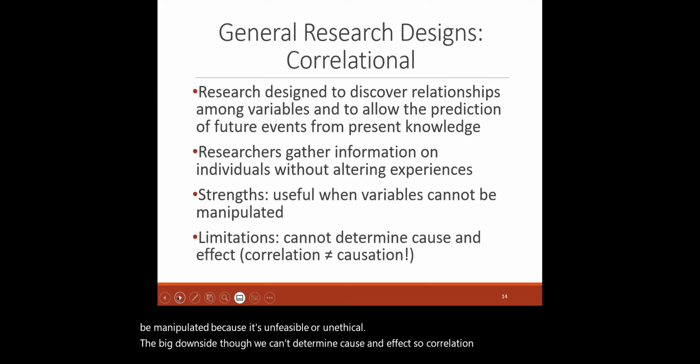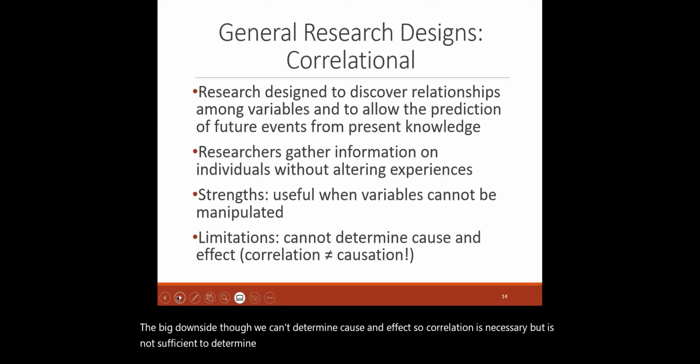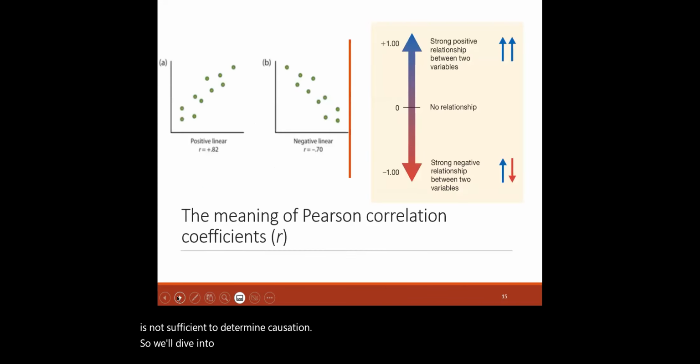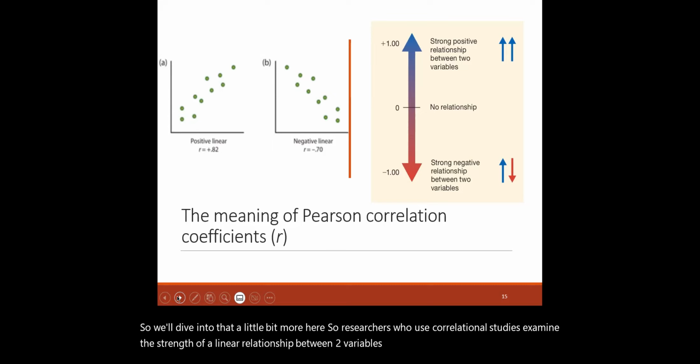So correlation is necessary, but is not sufficient to determine causation. So we'll dive into that a little bit more here. Researchers who use correlational studies examine the strength of a linear relationship between two variables using the Pearson correlation coefficient, or the r value.